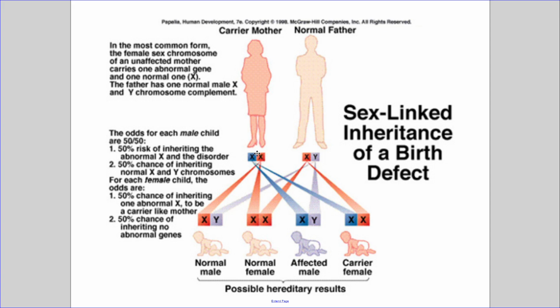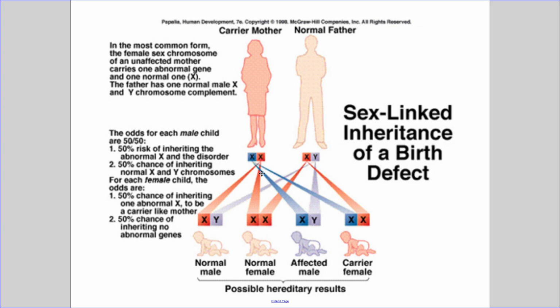Here's a female. She's going to be XX, two X chromosomes, and the male's XY. We'll say this red X is the good version of whatever trait happens to be on that X chromosome, and this blue X chromosome happens to contain a bad gene, or I'm sorry, a bad allele.